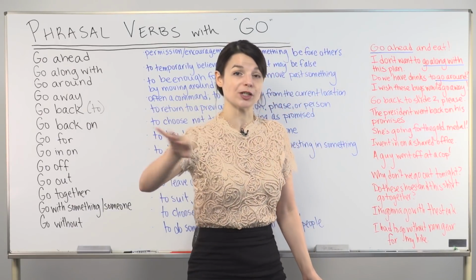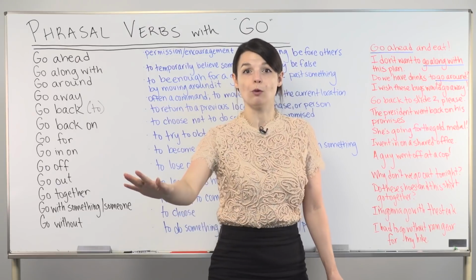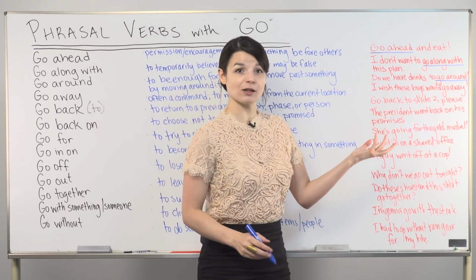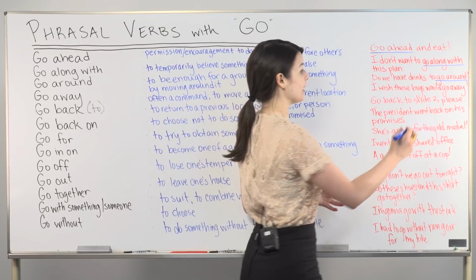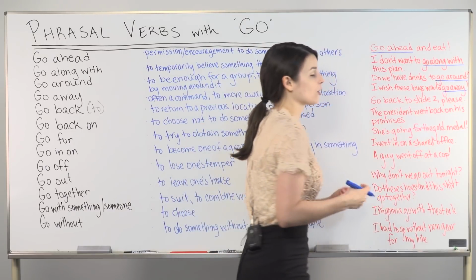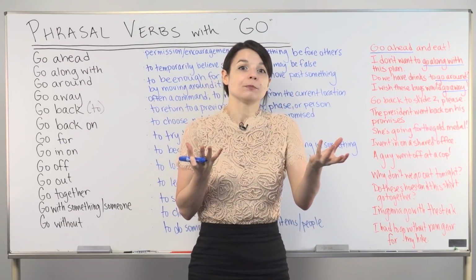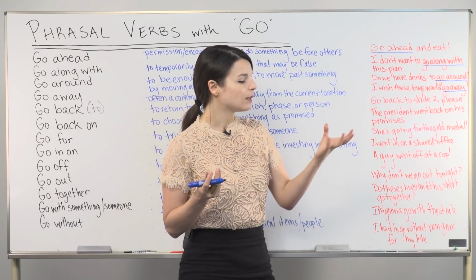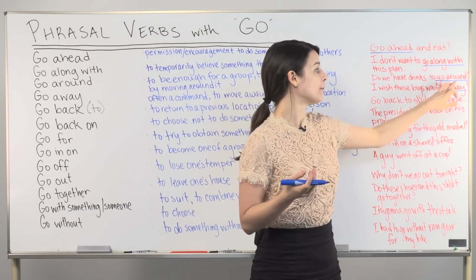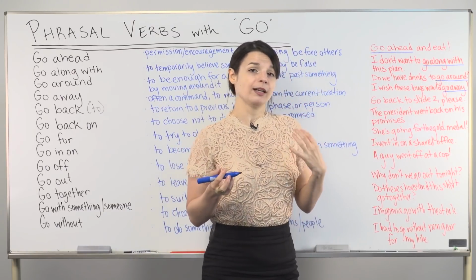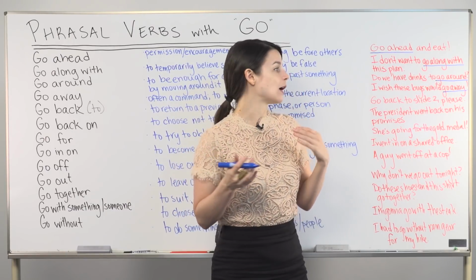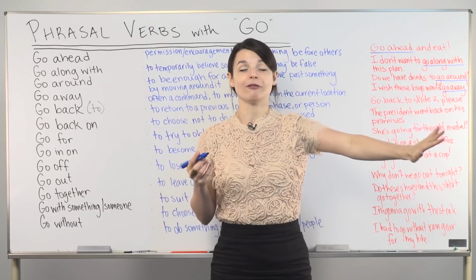So to tell someone to go away, to tell a pet to go away. Another example, I wish these bugs would go away. So in other words, go away from me, from the speaker. So when we say go away, and it doesn't have this kind of reference point, it tends to mean from the speaker's location. So I wish these bugs would go away from me.